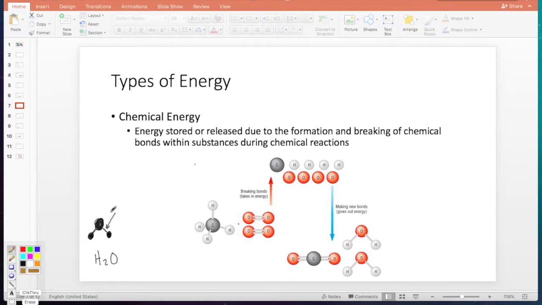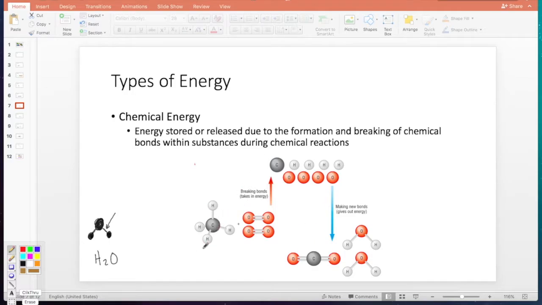I'm using the word strong because they are strong, and these bonds are not easily broken. But they can be broken sometimes. If you zap a whole bunch of water with electricity, you might be able to break these bonds, for example. Let's look at this little diagram over here. This shows a chemical reaction.